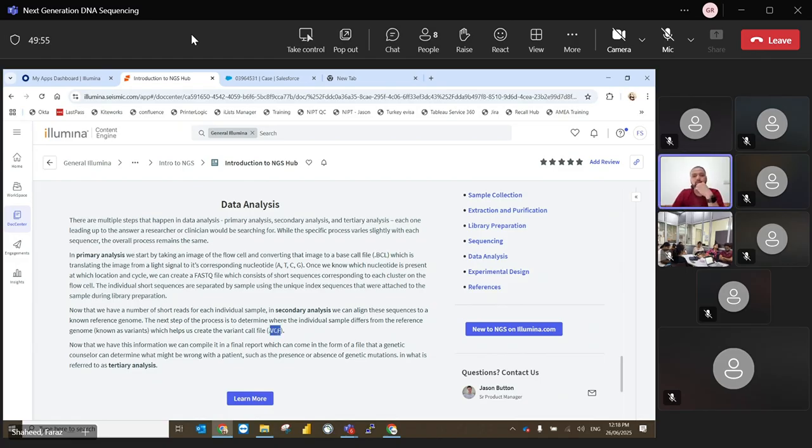So if you understand the flow of the analysis: initially we had an image, then we had a BCL file. When the samples were differentiated from each other, we got FASTQ. After FASTQ, we aligned it to a reference genome. Against the reference genome, we see where it is varying, and we got the VCF file. Now we have the variation as well.